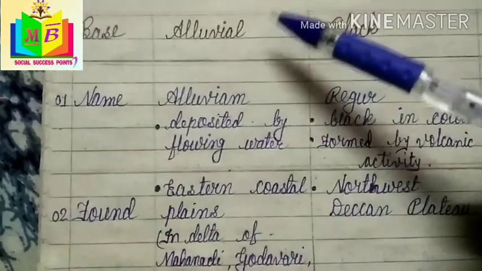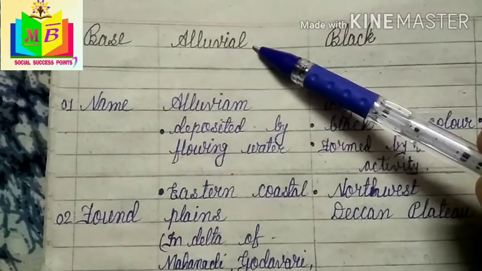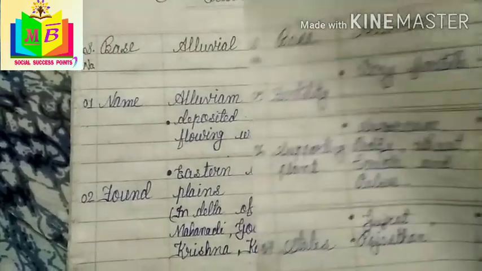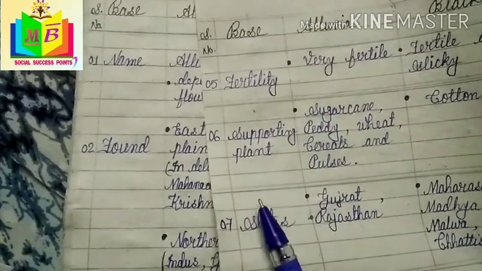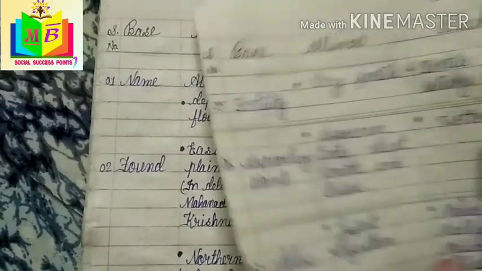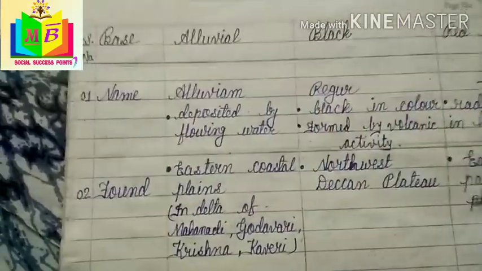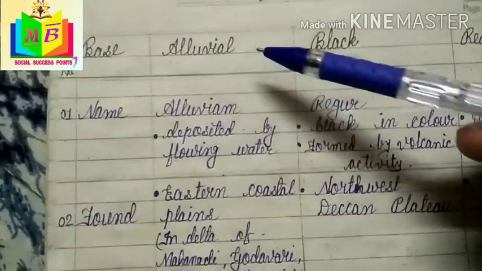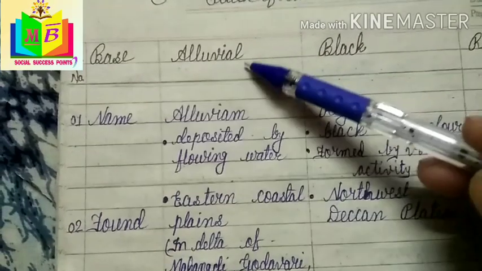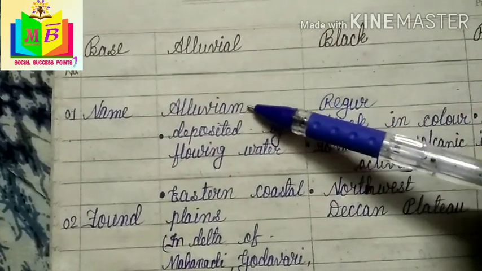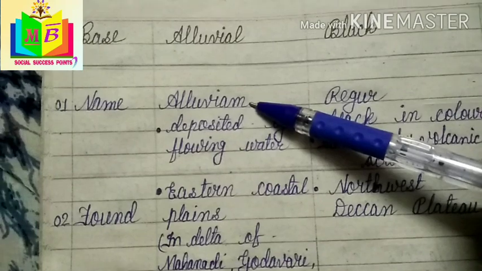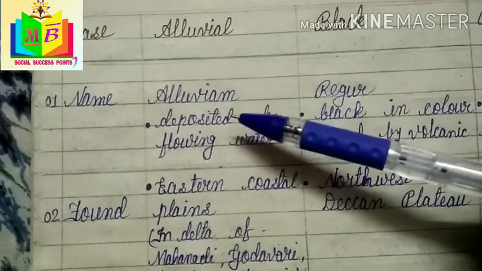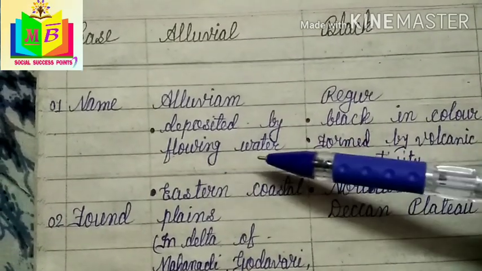Now, first of all, we will study the alluvial soil on various bases. Here we will take a total of 7 parameters. On these 7 parameters we will study the alluvial soil. So let's begin with the alluvial soil. If we talk about the name, alluvial soil is also known as alluvium, and it is deposited by flowing water.